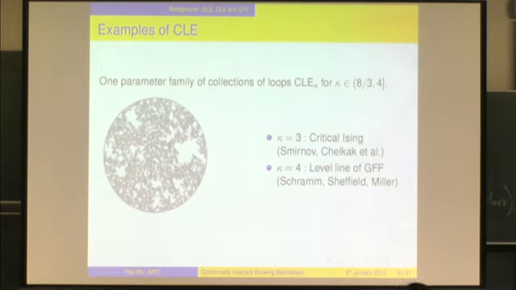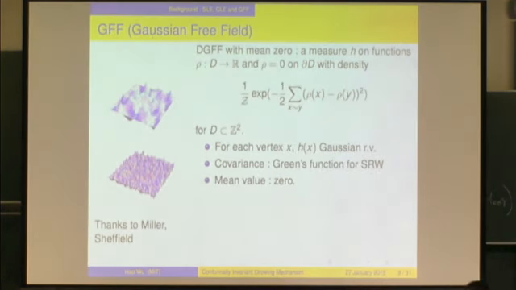Okay, so this is the second object, CLE. The third object is Gaussian free field. I want to start from the discrete Gaussian free field. The discrete Gaussian free field is a measure on functions with density given by this formula. We can also express it in words. It means we have a discrete lattice. At each vertex, we have a Gaussian random variable. The mean value is 0. And the covariance between two Gaussian random variables is given by the Green's function for the simple random walk on the region. This is the discrete Gaussian free field with mean 0.